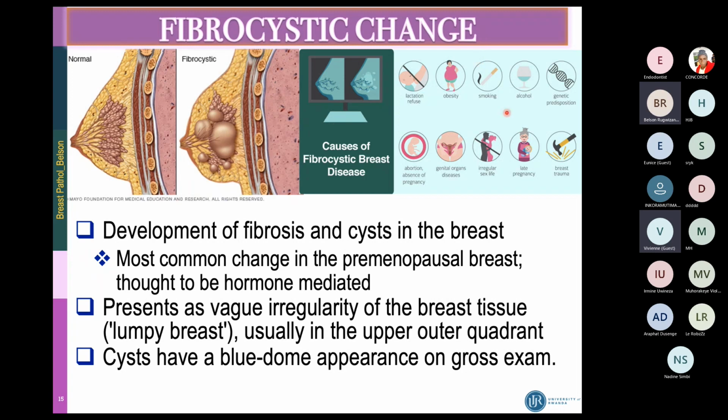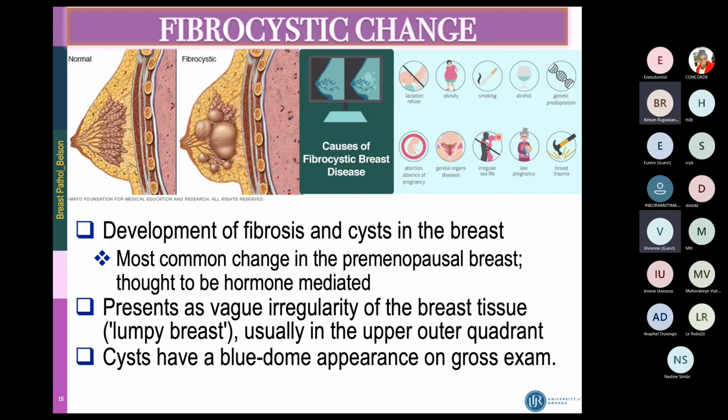Obesity, we mentioned, smoking, alcohol, genetic predisposition. There are people who are genetically predisposed to develop this. For example, if a young girl develops these tumors, it usually means there is a genetic predisposition. Those who don't have pregnancy or who have abortions, genital organ diseases, irregular sex life.